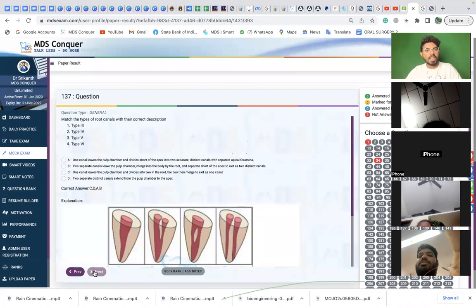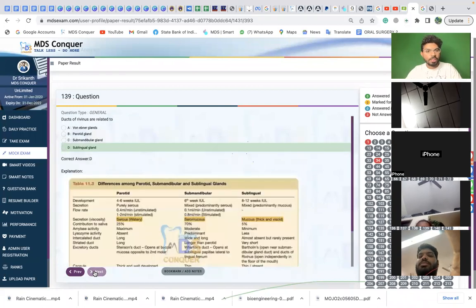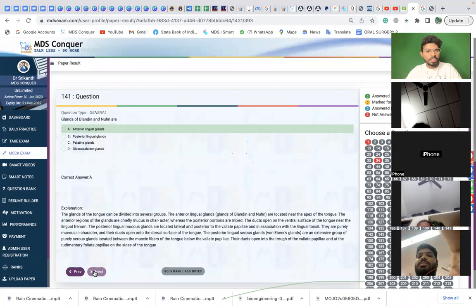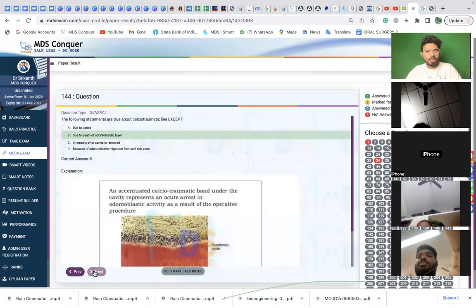I told you to check out this classification. Oh, immunoglobulin in saliva, a very common question. You have to check about saliva. This is an easy question. Ducts. I told you to check enamel lamella, easy question. I have discussed this also. Glands is an easy question. This is also discussed on the WhatsApp. This is also there in your PP books.